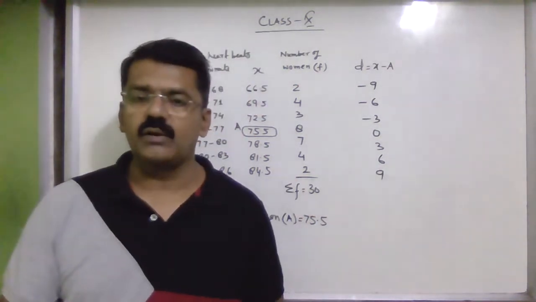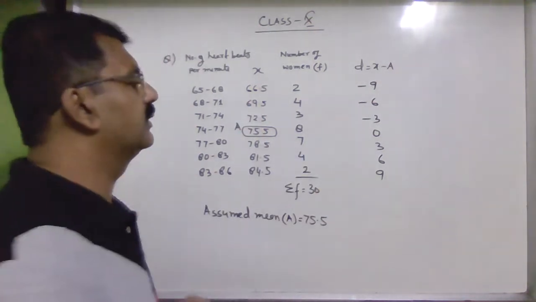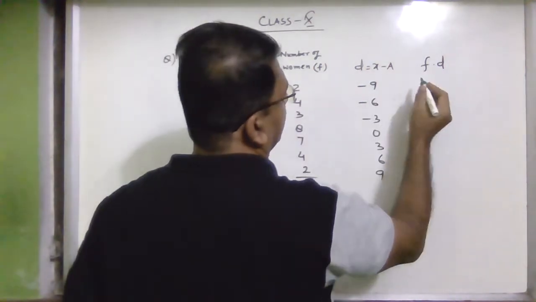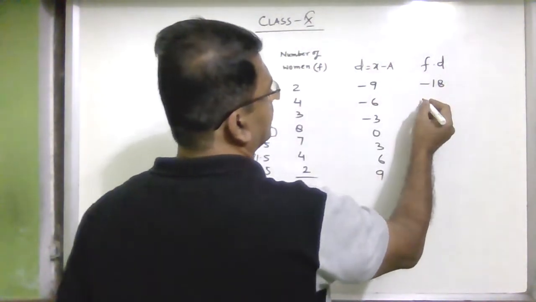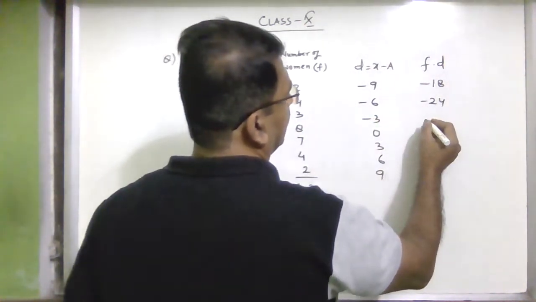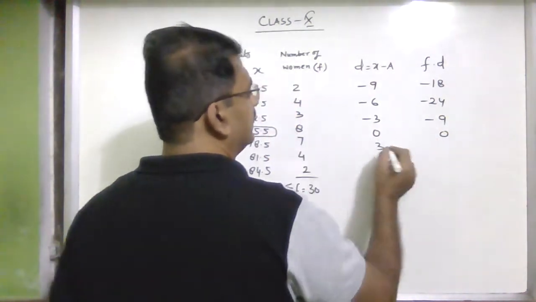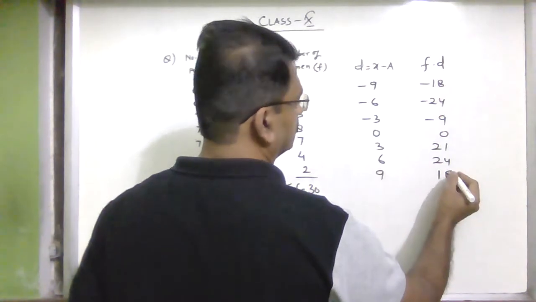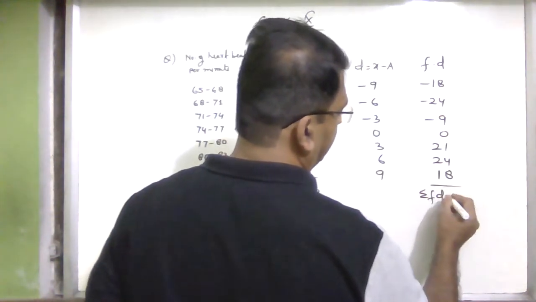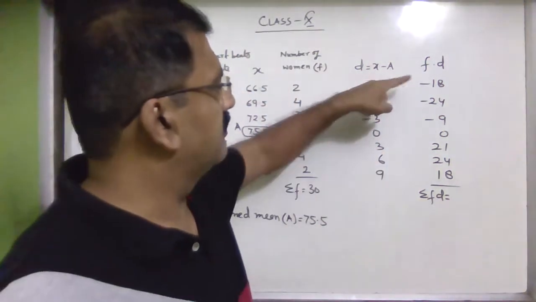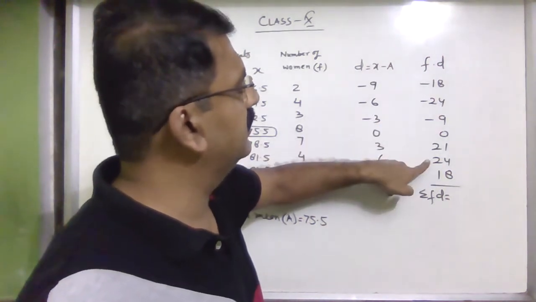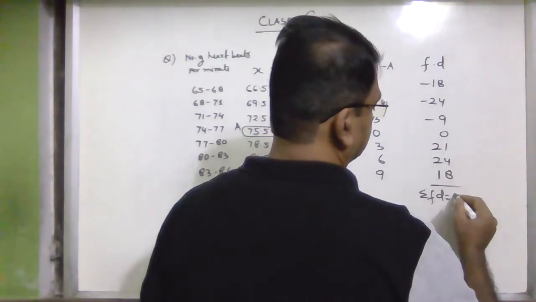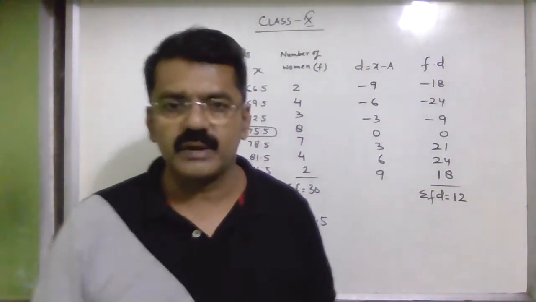So now it is very easy to multiply f and d, because now you have to make a table f into d. So 2 into minus 9 is minus 18, 4 into minus 6 is minus 24, 3 into minus 3 is minus 9, then 0, 7 into 3 is 21, 4 into 6 is 24, and 2 into 9 is 18. Now you have to find sigma fd. Minus 18 plus 18 cancels out, minus 24 plus 24 cancels out. Now 21 minus 9 is 12. So sigma fd will be 12.